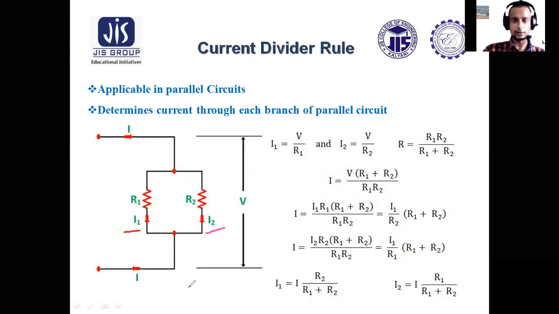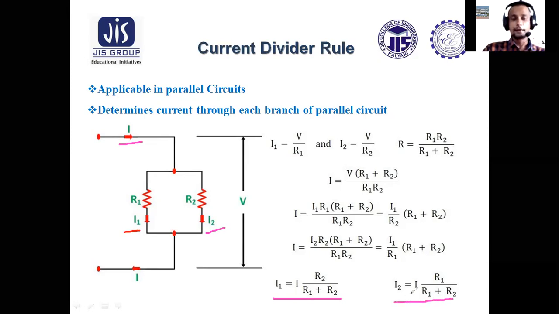This is the I2 current. Now, I1 and I2 are the divided currents, and I is the main current. So the main current I gets divided into I1 and I2. Now the rule or formula associated with the calculation of I1 is this one, and the calculation of I2 is associated with this formula.